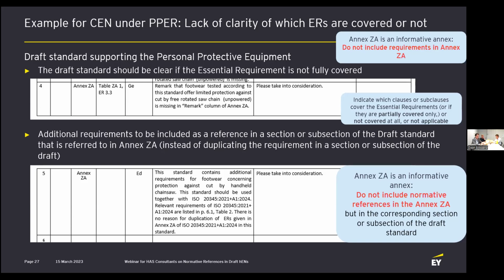So additional requirements to be included as a reference in a section or subsection of the draft standard that is referred to in the Annex Z, so this means the harmonized part, should be, instead of duplicating the requirement, a reference to the standard, but not in the Annex Z. Remember, Annex Z is not a place to refer to other standards. What you have to do is to refer to the section or subsection that is covering that essential requirement, and then this paragraph, section or subsection, can refer to the third standard. In this case, ISO 20345:2021 plus Amendment 1. So again, this is a reminder: the Annex Z is not a place to make reference to other standards. Let's go to the next slide.